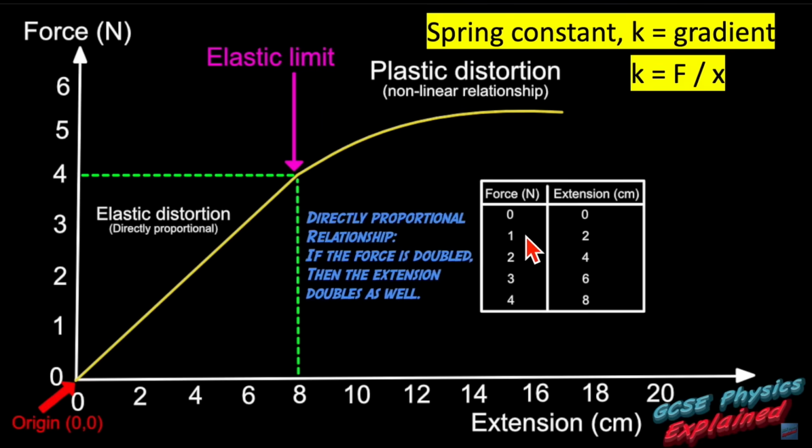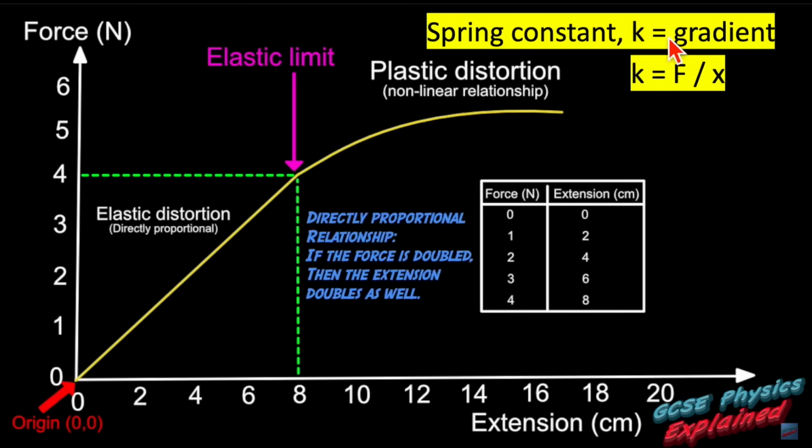If they ask, is it directly proportional? You can identify that from a table. If you double the force, it should double the extension. 1 doubles to 2 and 2 doubles to 4. Let's check that again. Would 2 double to 4? Yep. And does 4 double to 8 at the same time? Yep. So this first section is definitely directly proportional.